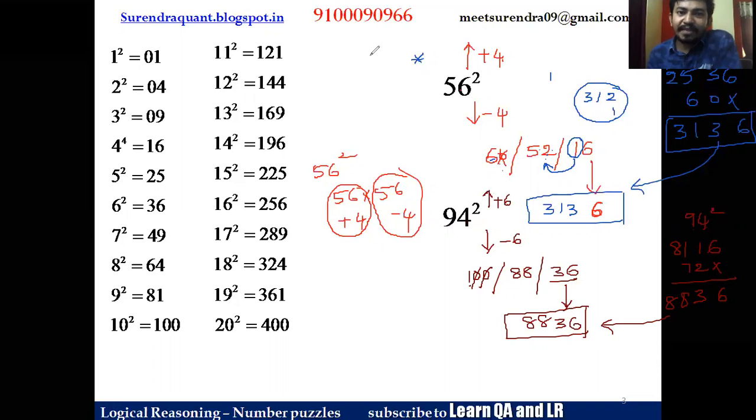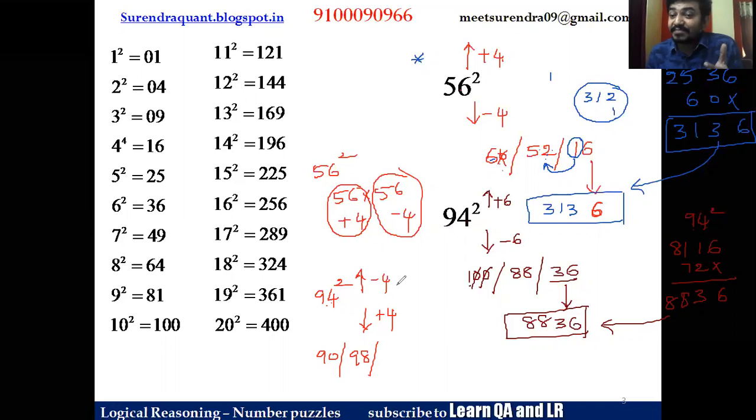Okay, somebody may get a doubt. Why am I adjusting with 6 only? Why can't you adjust with 4? That can be done. Let us see 94 squared. Now the adjustments are minus 4 or plus 4. 94 minus 4 is 90, and 94 plus 4 is 98.